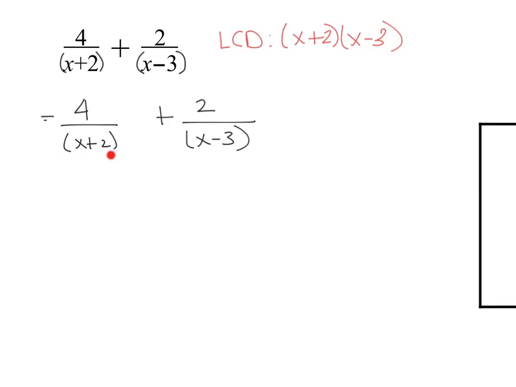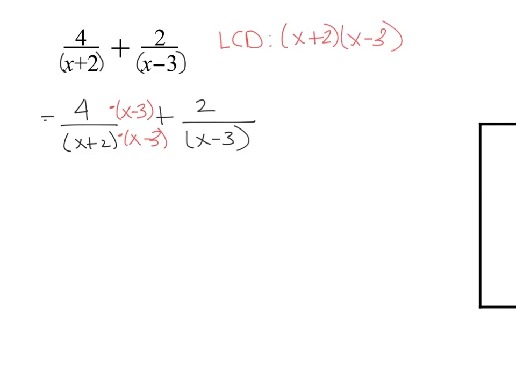So this denominator already has the x plus 2, so we just need to multiply it by this other one, x minus 3. So I'm going to multiply it by x minus 3 at the bottom, and just like in the numeric example we have above, we've also got to multiply it by x minus 3 at the top. Really, we're just multiplying by 1 because x minus 3 divided by x minus 3 is just 1.